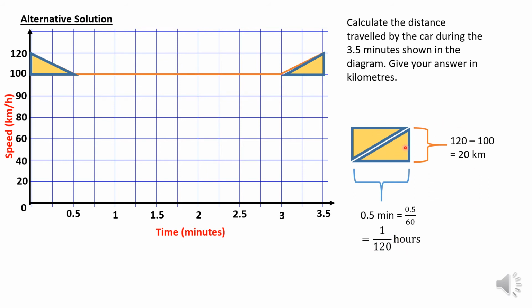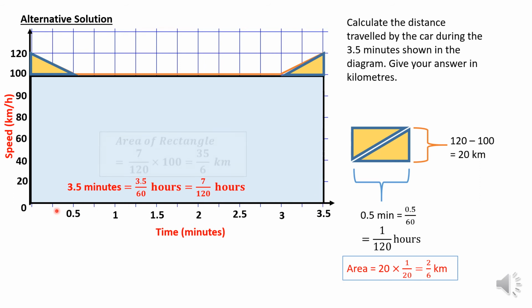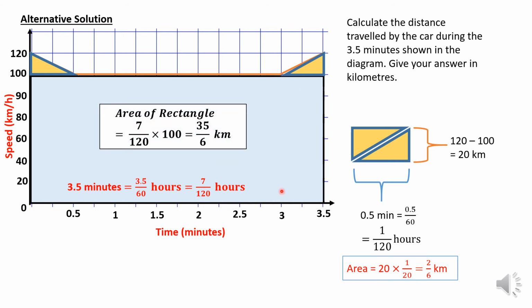Now, if I calculate the area of these two, I'm going to get 2 over 6 kilometers. So if I take that, I get 1 over 6 kilometers. If I take the area, I take that 20 kilometers times 1 over 120, and I'm going to get that particular answer. Now, then I bring in my rectangle. And remember what I said from the previous, this distance now is 7 over 120 in terms of hours. And now this height here is nothing but 100.